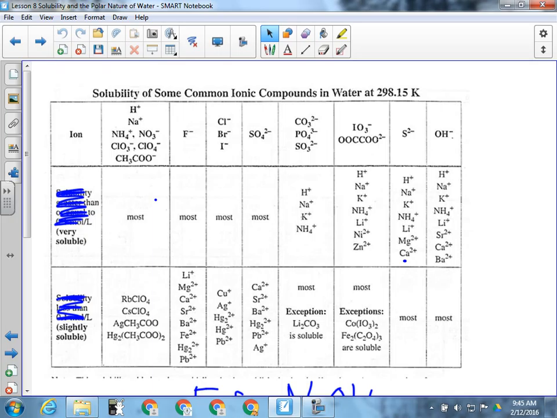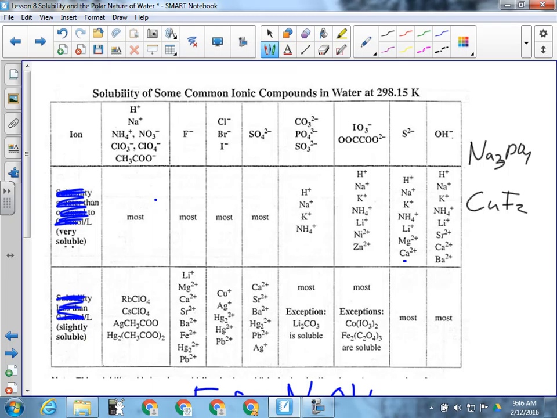If you're given a compound, let's say sodium phosphate, that would be Na3PO4. I look up PO4 here, and anything it's with that's in the first row is soluble. Anything it's with in the second row is not soluble. So obviously sodium phosphate is soluble because it's in that row.